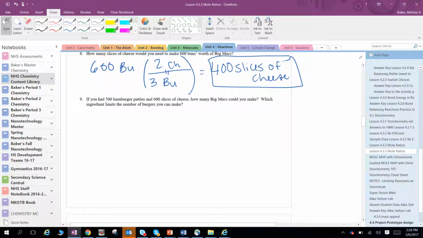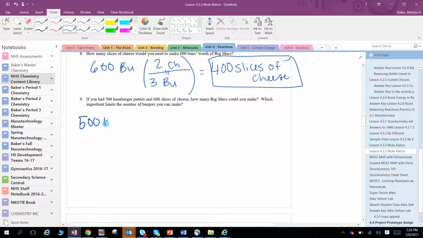Now we have a comparison here. What if you have 500 hamburger patties and 600 slices of cheese? How many Big Macs could you make? What ingredient limits the number of burgers that you can make? This happens in chemistry too.